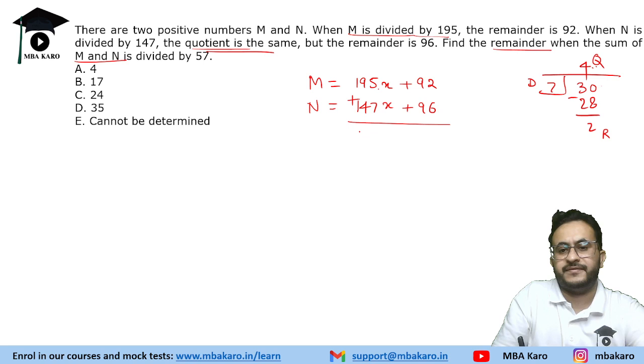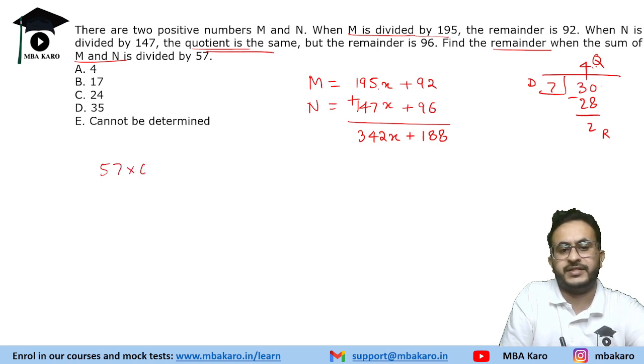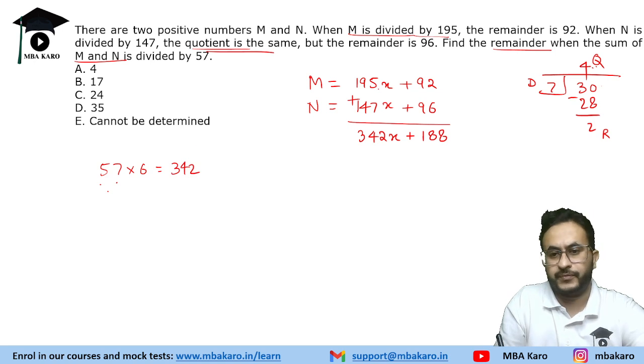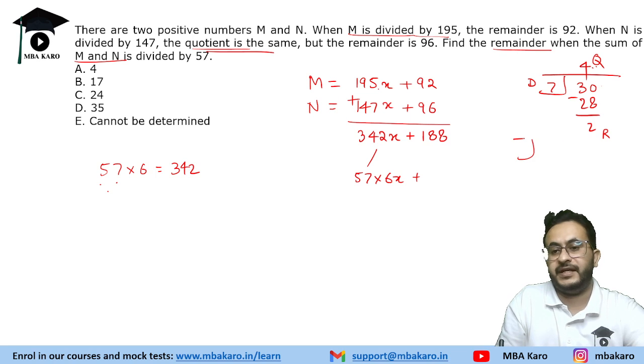So when we add this, we will get 342x plus 188. Okay. Now if you see, 57 into 6 is what? 300 plus 42, 342. Okay. Now we can write 342x as 57 into 6x, right? And now 188, if we divide by 57, 3 times is 171, remaining is 17. So 57 into 3 plus 17.